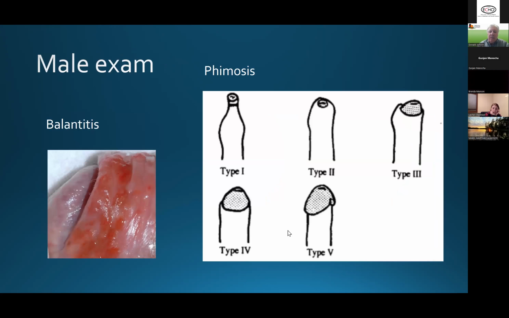And in the male exam, there are issues with the uncircumcised penis, where you've got so-called phimosis, or that's a constriction of the foreskin, and you can see the different gradations there. The type 5 is probably the most serious, because that can cause strangulation and gangrene of the penis. And then you can also get non-specific inflammation, or you can get infections, a lot of times associated with candidiasis, as you can see in the photograph there.